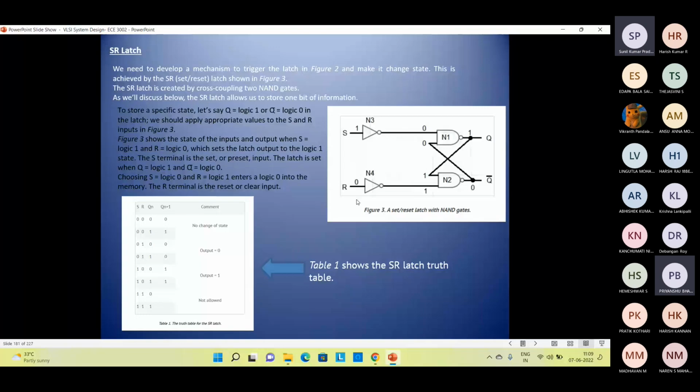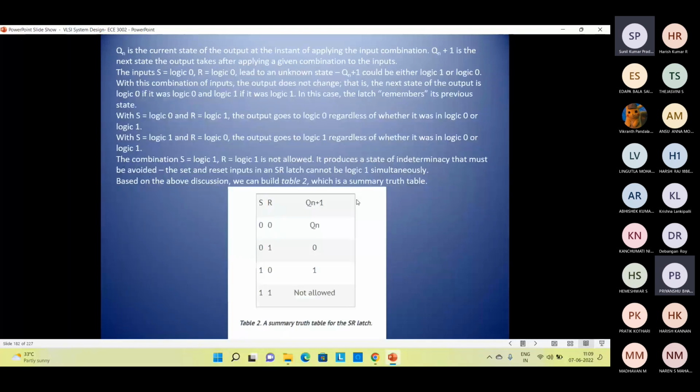Similarly, the input S equal to logic 0 and R equal to logic 0 can lead to an unknown state that I have already discussed, that is Qn plus 1. So either it will be logic 1 or logic 0. Now with this combination of input, the output does not change. That is, the next state of the output is logic 0 if it was logic 0, and logic 1 if it was logic 1. Okay, now in this case, the latch remembers the previous state.